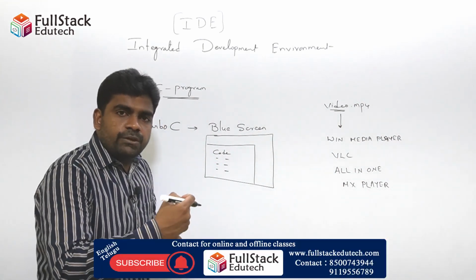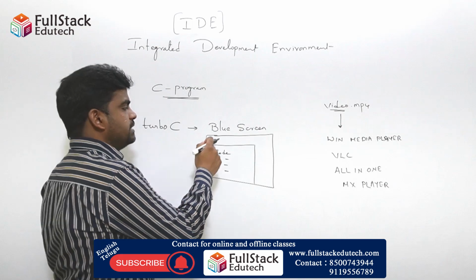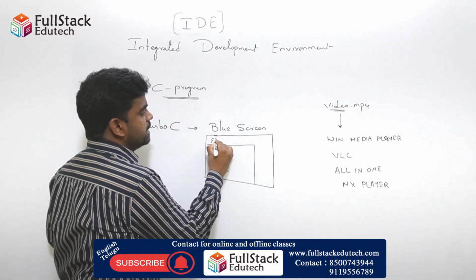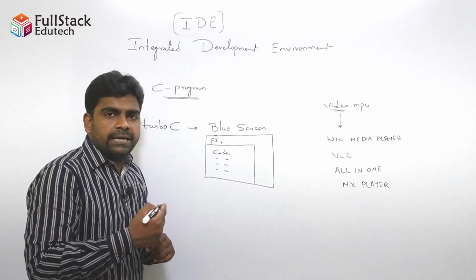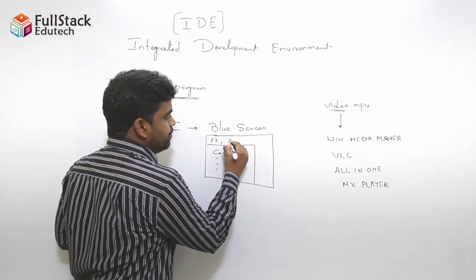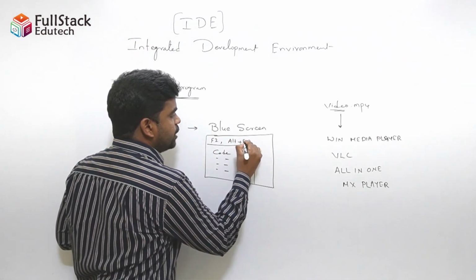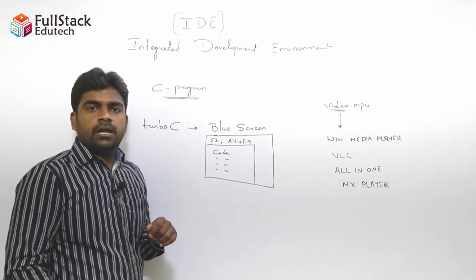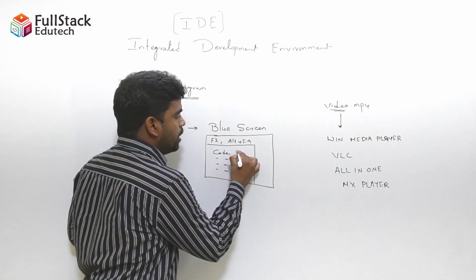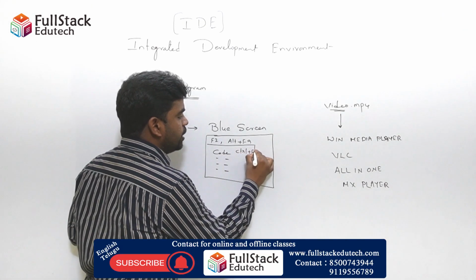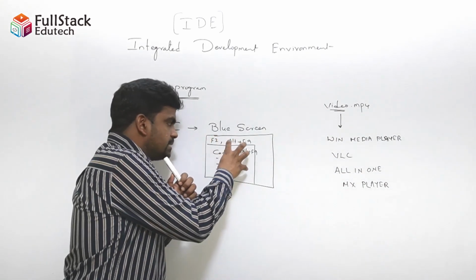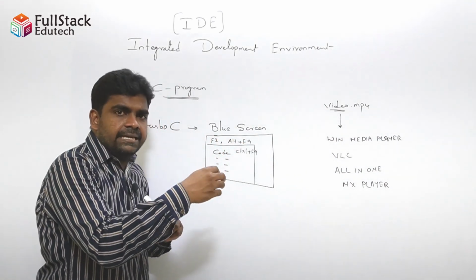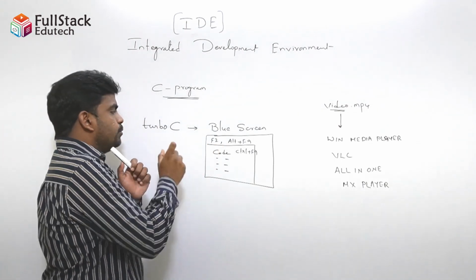After that, suppose you want to save, options are there. For the Blue Screen, F2 is for saving. If you want to compile the code, for example here the Alt plus F9 shortcut is there. If you want to run the program, the Control plus F9 shortcut is there. So this is the IDE that comes along with Turbo C.